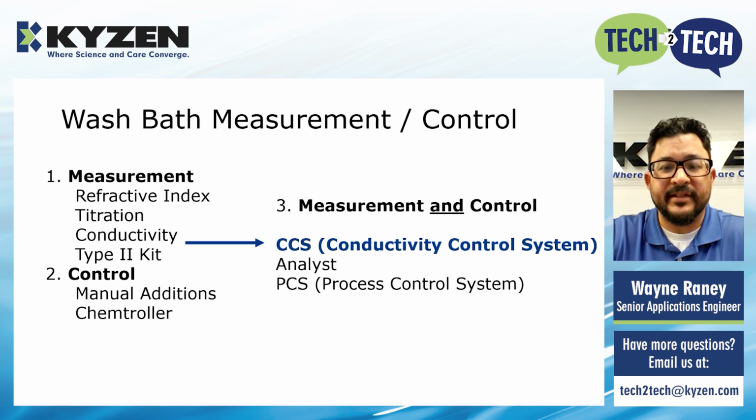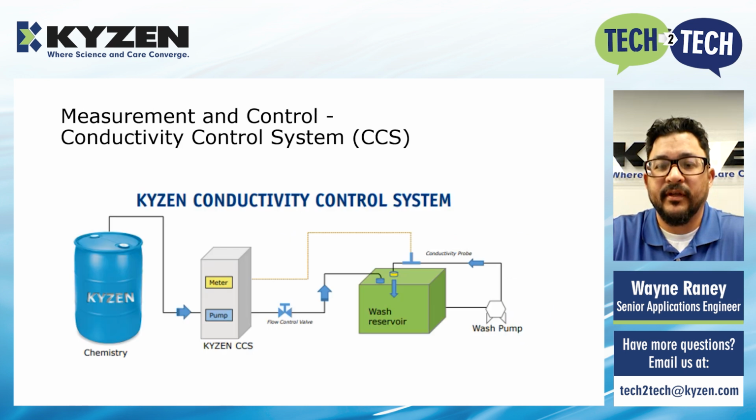First, we're going to be talking about the CCS, or the Conductivity Control System. This system is mainly used in industrial applications. If your wash concentration is successfully controlled by way of conductivity, then the CCS is going to work for your process. As described in the illustration here, the wash pump provides steady flow past the conductivity probe and sends that 4 to 20 milliamp signal to a metering pump. If the concentration is low, then a metering pump will add chemistry until it reaches close to the set point value.